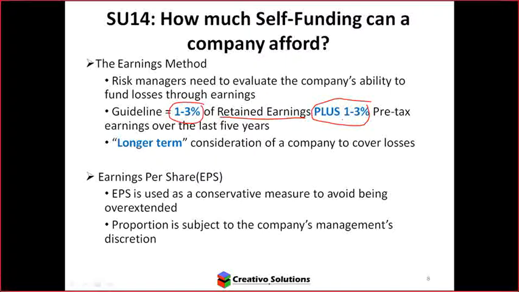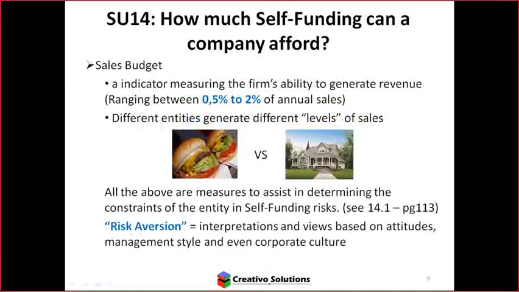Generally, a company is going to be looking at its earnings, because the earnings can't really change. The earnings are the earnings. 1 to 3% is what the company would be comfortable with self-funding, because then those losses are manageable. They're not going to put the business out of business. Now we need to look at the sales budget.